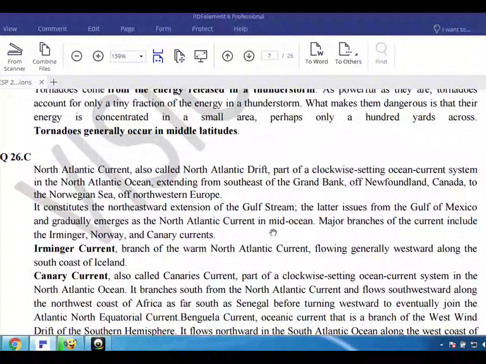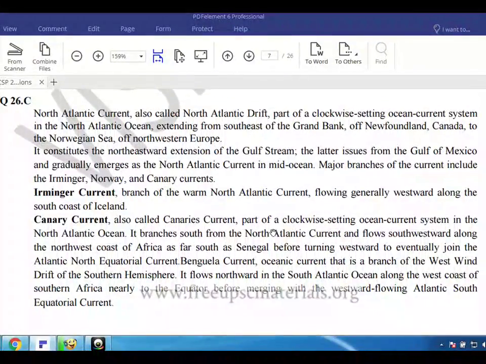6.C North Atlantic Current, also called North Atlantic Drift, is part of a clockwise-setting ocean current system in the North Atlantic Ocean, extending from southeast of the Grand Banks, off Newfoundland, Canada, to the Norwegian Sea, off northwestern Europe. It constitutes the northeastward extension of the Gulf Stream. The latter issues from the Gulf of Mexico and gradually emerges as the North Atlantic Current in mid-ocean. Major branches of the current include the Irminger, Norway, and Canary Currents.